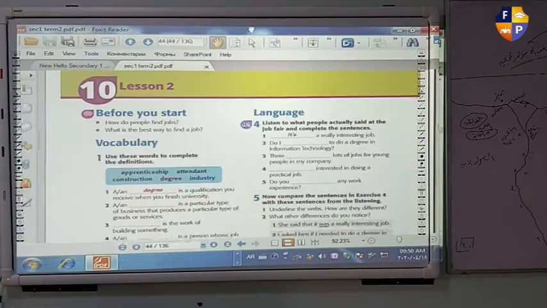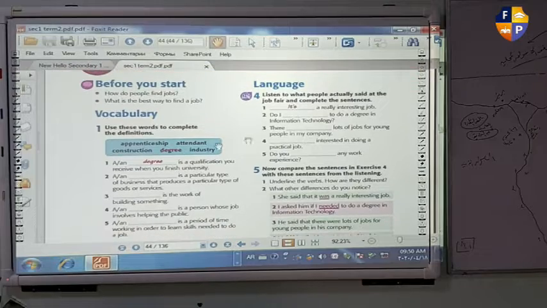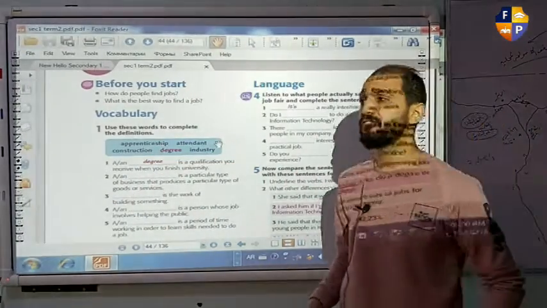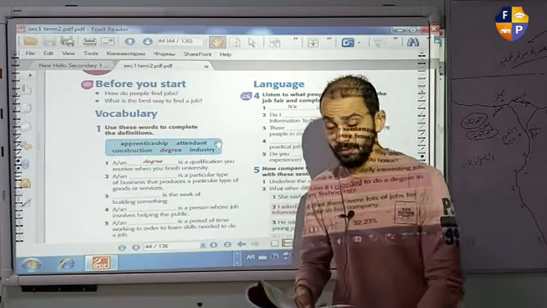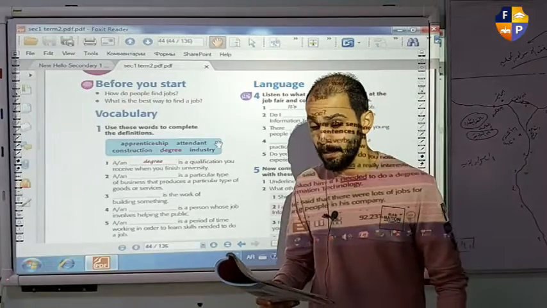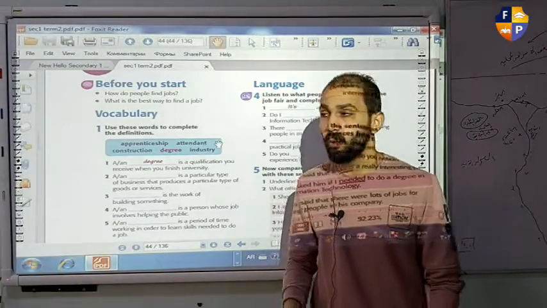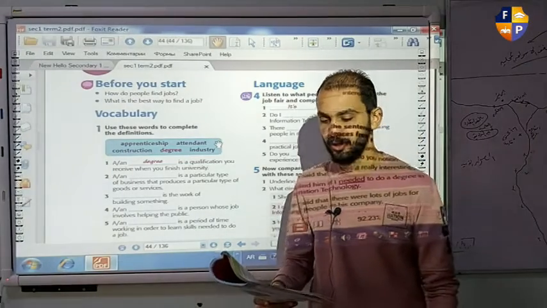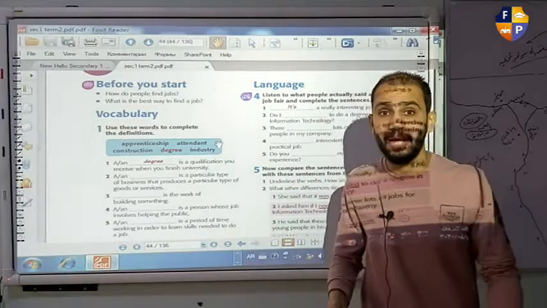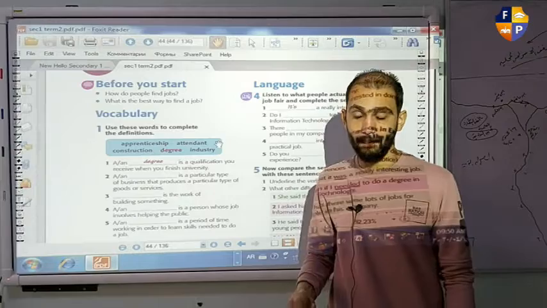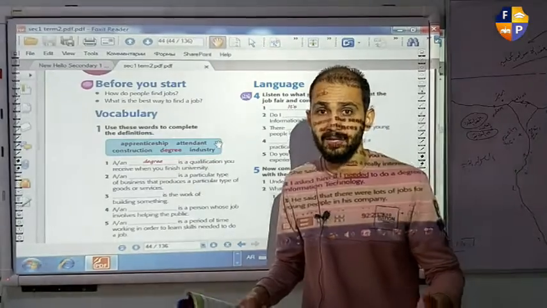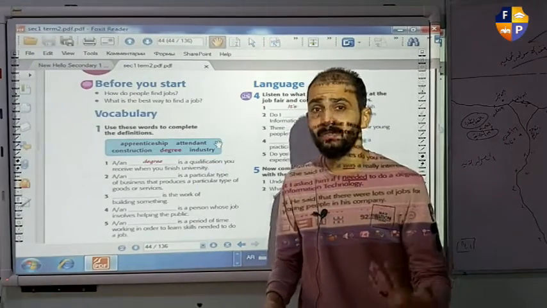Let's move to the other page also, which is talking about a new kind of vocabulary. Okay, in page number 44. So before we start this lesson, lesson number 2, let me ask you these 2 questions. Number 1, how do people find jobs? What are the ways that make finding jobs easy? Number 2, what is the best way to find a job? Okay, let's see the answers now, or prepare it at home in your notebook for a discussion.